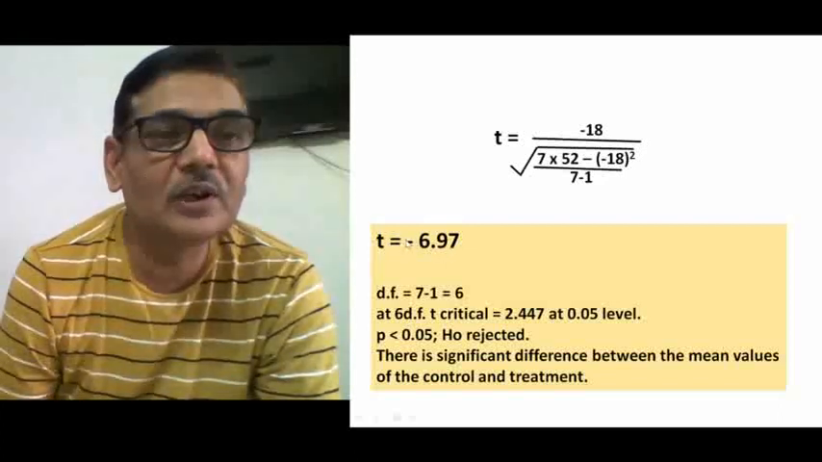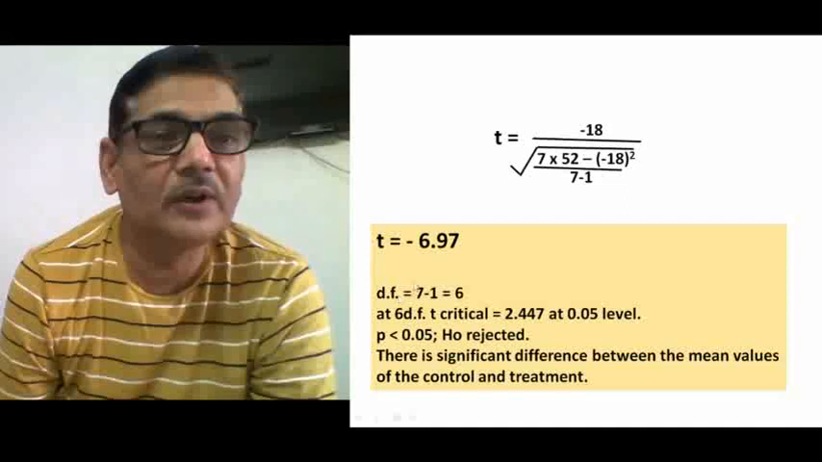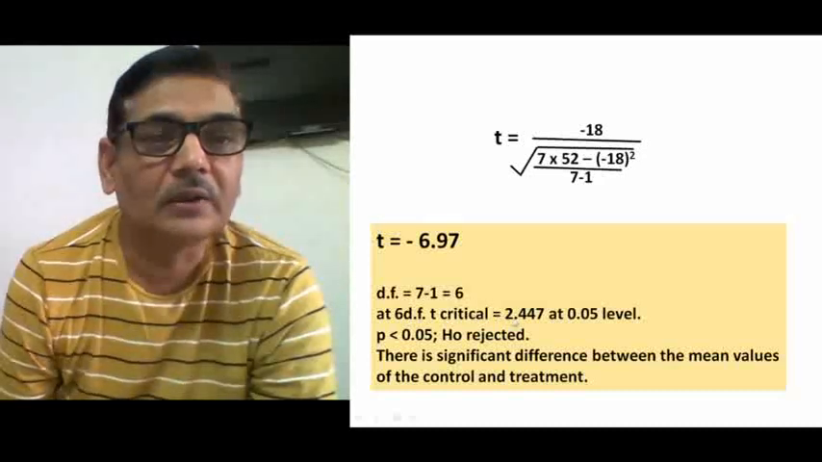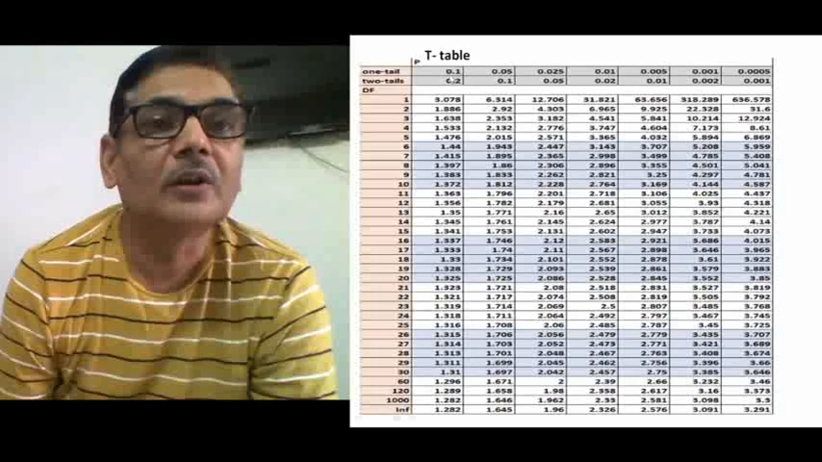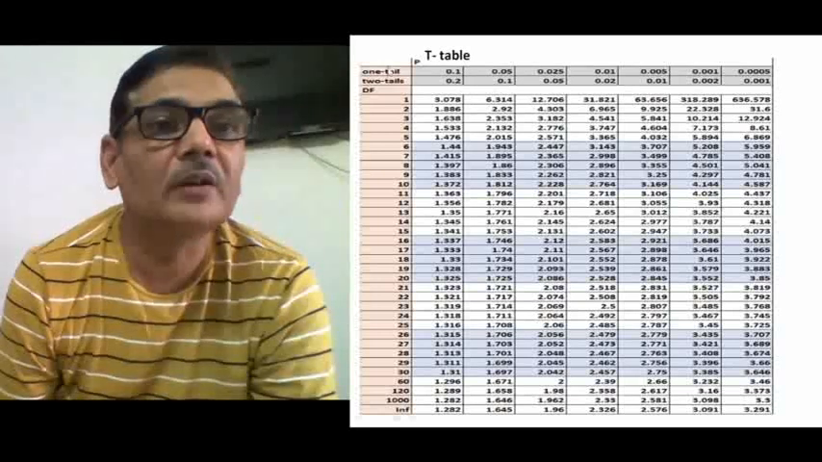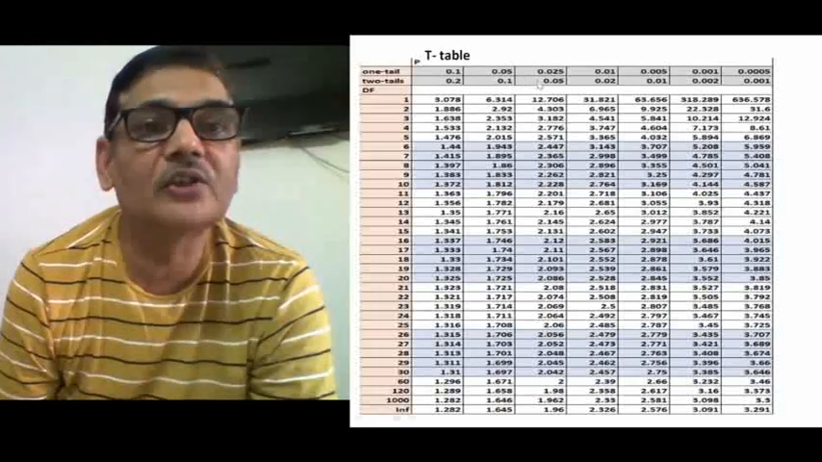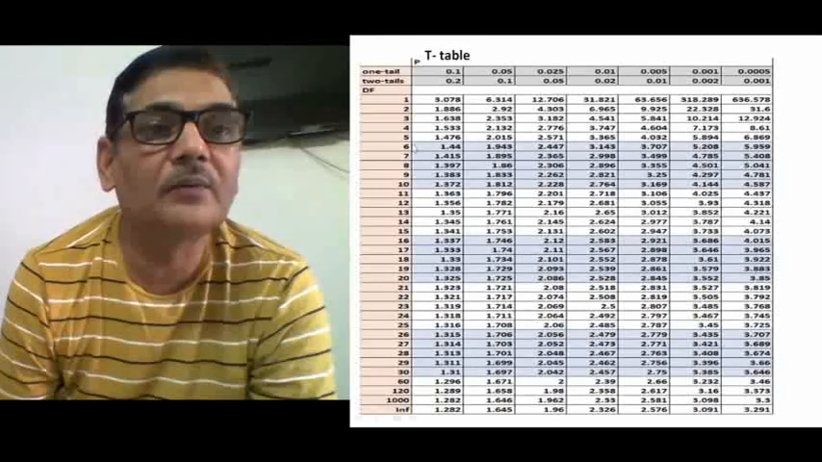Now this symbol is not going to influence because this value could be in plus or minus. Now degree of freedom in this case will be 6, and at 6 degree of freedom, the critical value at 5% level, that is 2.447. So this you can observe in this table. Here the two-tailed analysis is being done. So this is at 5% level, and degree of freedom is 6.